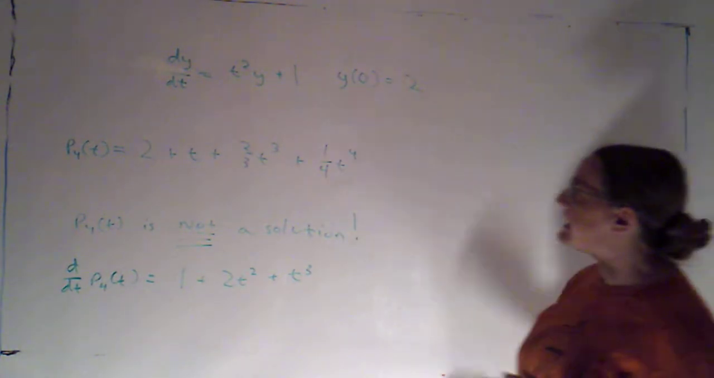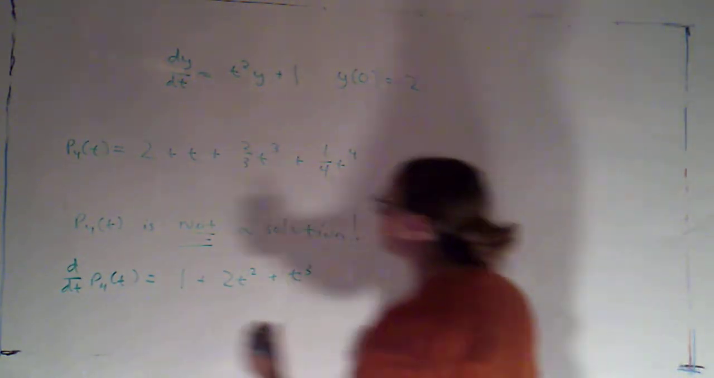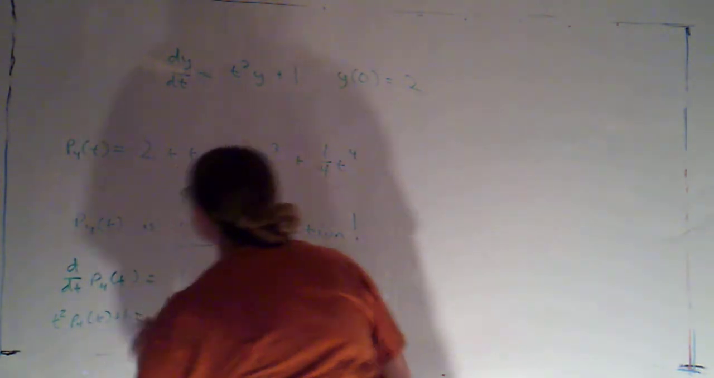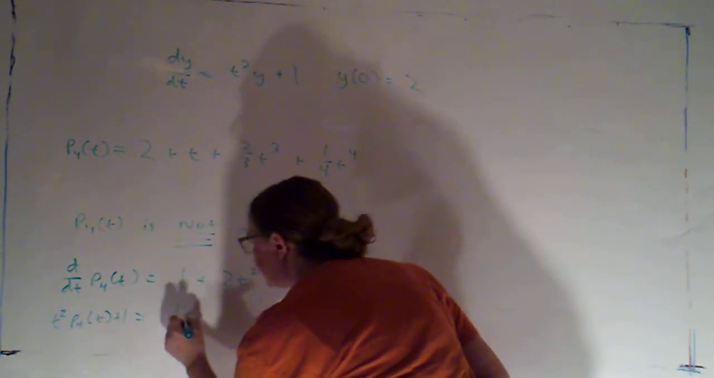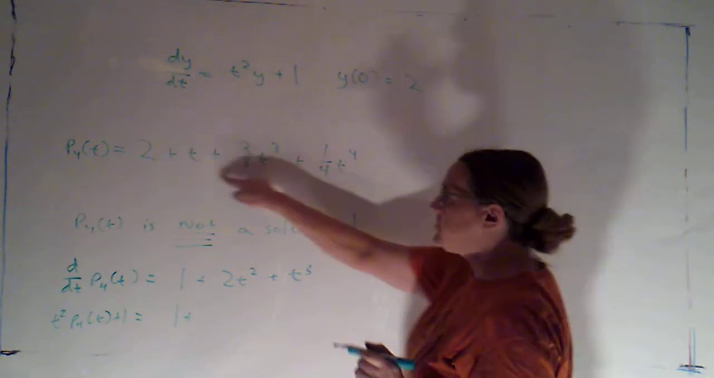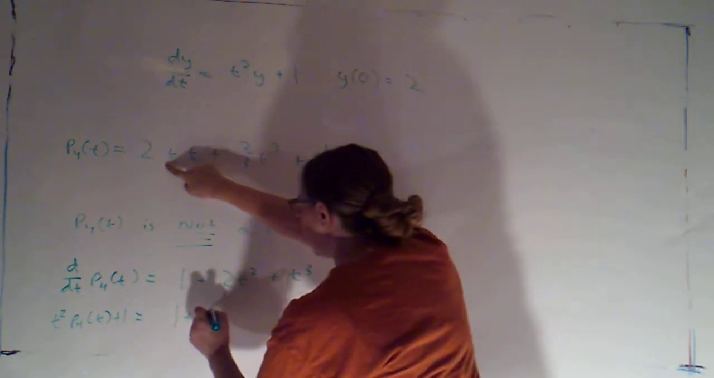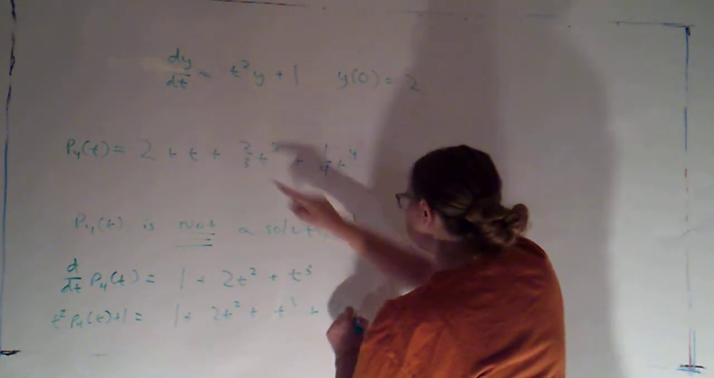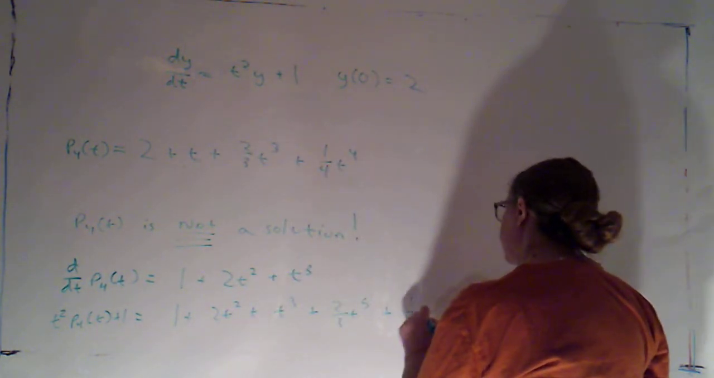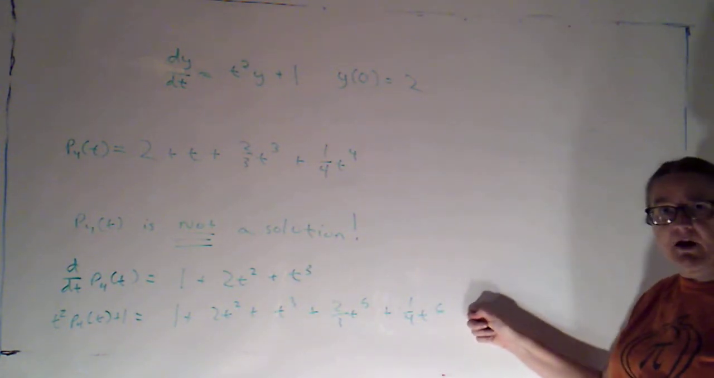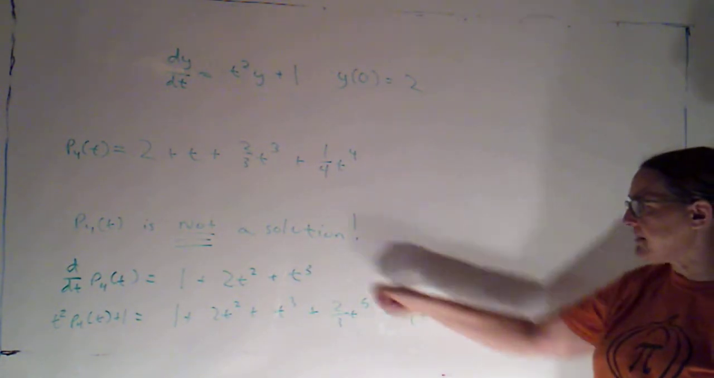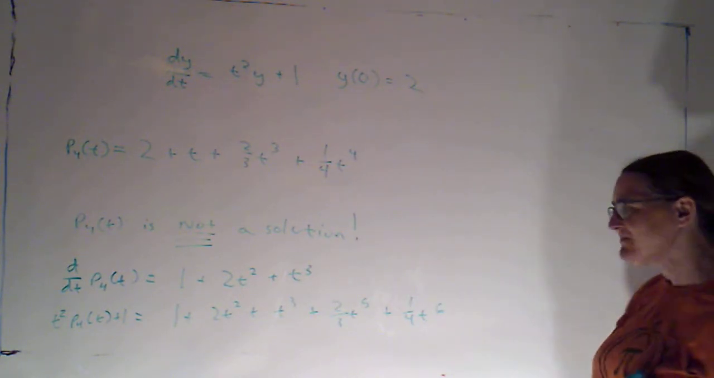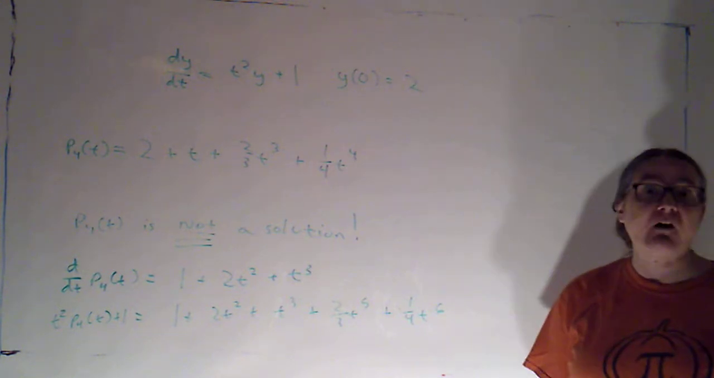If I look at the right-hand side of this differential equation with P4 plugged in, t squared times P4 of t plus 1, I'm going to write the 1 first. That would give me 1. Plus now I've got to multiply each of these terms by t squared. So I'm going to get 2t squared plus t cubed plus 2/3 t to the 5th plus 1/4 t to the 6th. That is a 6th degree polynomial. There is absolutely no way that this third degree polynomial is equal to that 6th degree polynomial. Okay? And it would be wrong to say that they are.